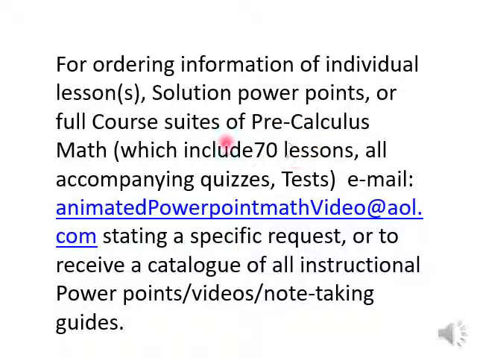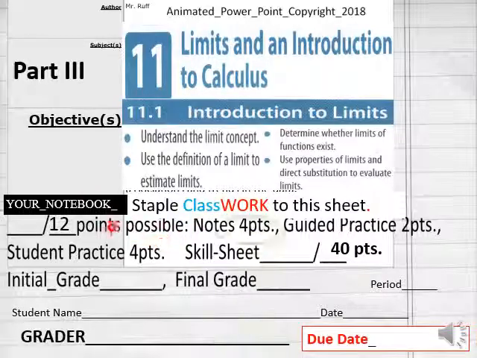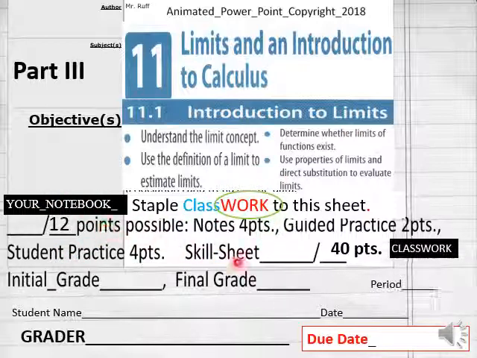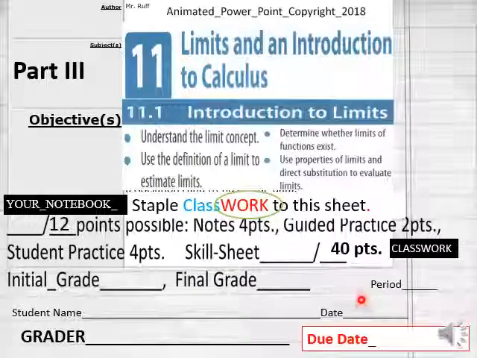Hello everybody, get ready to do lesson 11.1 part 3 classwork for pre-calculus math today. For today's lesson, part 3, 11.1 introduction to limits classwork, you have 12 points to go into your notebook and 40 points will go on your classwork sheet. Have those out in front of you: name, date, period, and then due date here for homeschoolers and onliners.